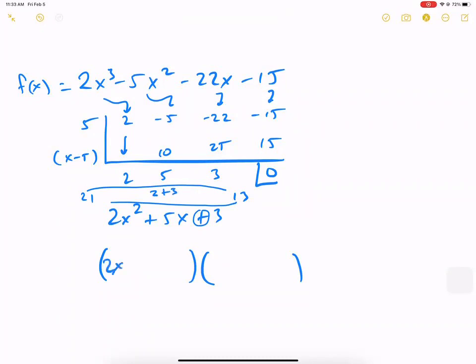This is 2x and x. That's for sure. 2 times, we said 2 times 1. And if I use a 1 here, we have to use 1 and 3. The other number has to be 3. And a plus, plus, plus, plus.